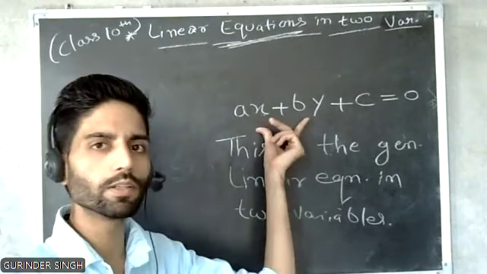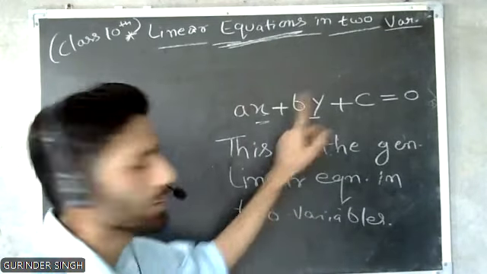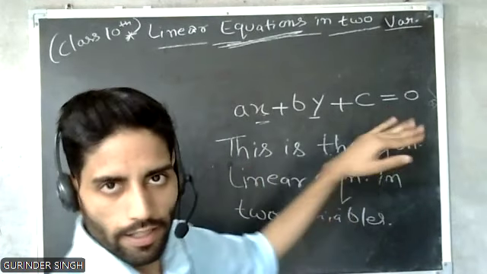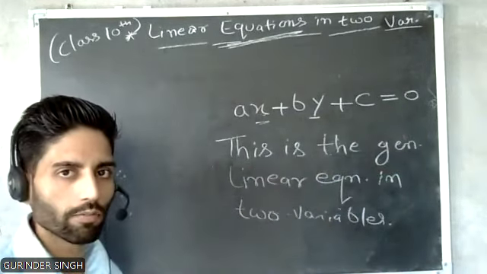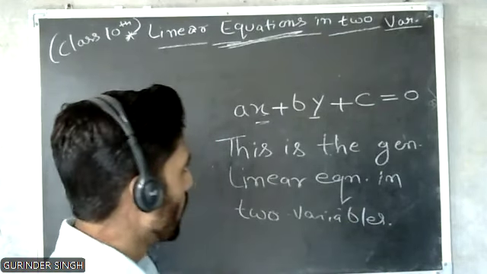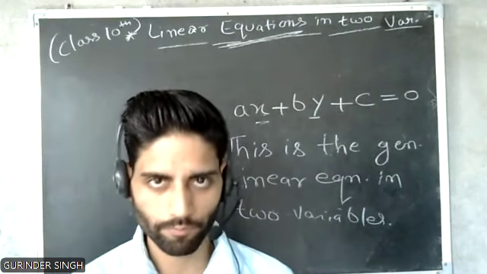Two variables are involved: x and y are two variables. a, b, c are constants. Equal to is involved, and this is a linear equation in two variables. Now, the most important thing is, can we draw the graph of a linear equation in two variables?